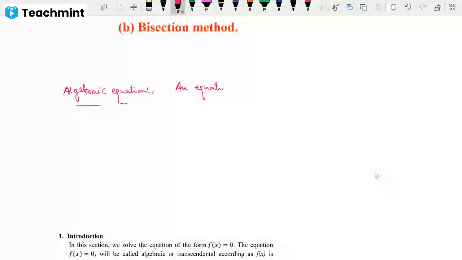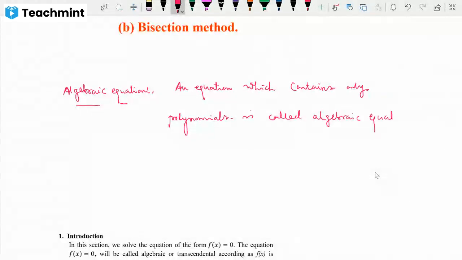So what is algebraic equation and what is transcendental equation? Definition of algebraic equation: an equation which contains only polynomials is called algebraic equation. And what is transcendental equation? The equation which is not algebraic equation is called transcendental equation.